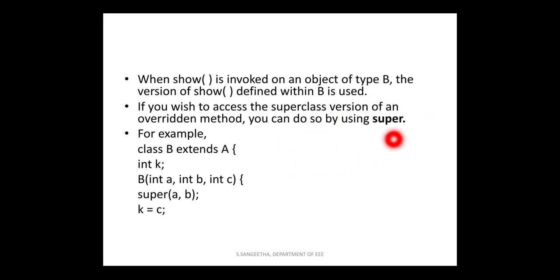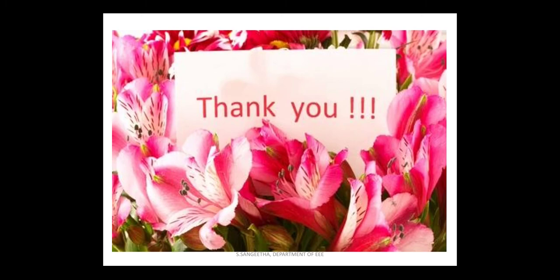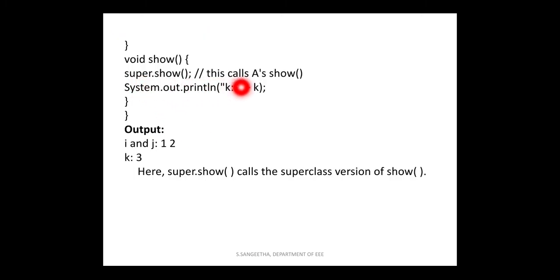If you are using the super version, for example, class B extends A. The class B will extend class A, with int k, int a, int b, int c, super(a, b), k is equal to c. Next, void show, super.show, this calls A's show. In the previous example, this line super.show was not given. Therefore, method overriding takes place. Here, this line super.show calls the class A show.